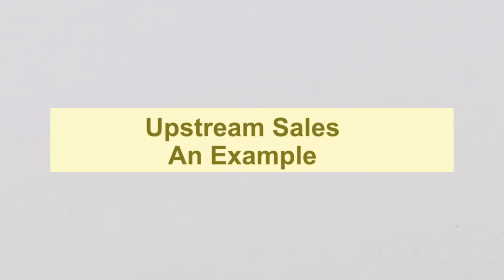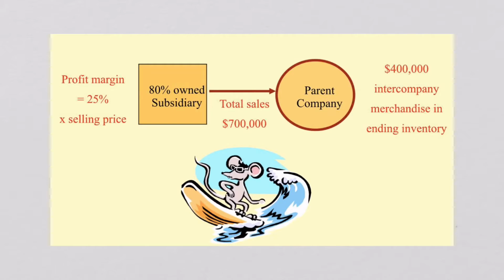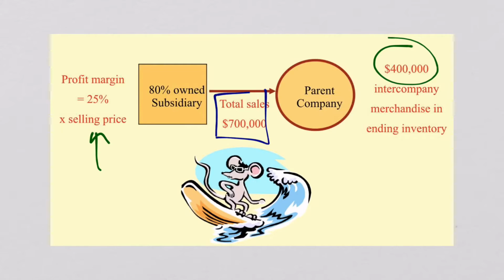Okay, finally we're to the upstream sales example where there is that difference because of the recognition of the change in the amount of income to the non-controlling interest. And let's see what we got here. This is the example. It's a 25% gross margin, 400,000 is left in the intercompany sale of total 700 between the two, and of course it's an upstream sale.